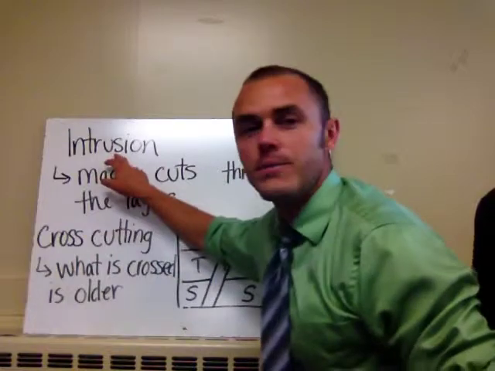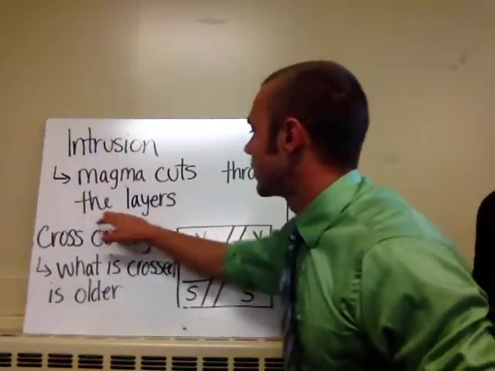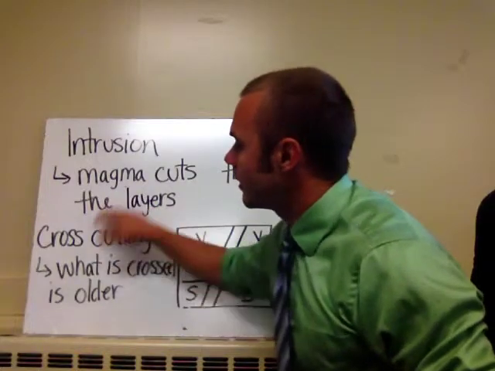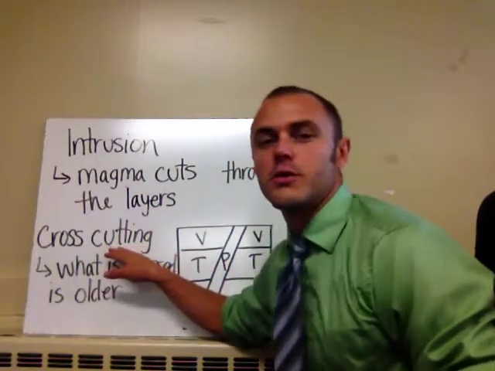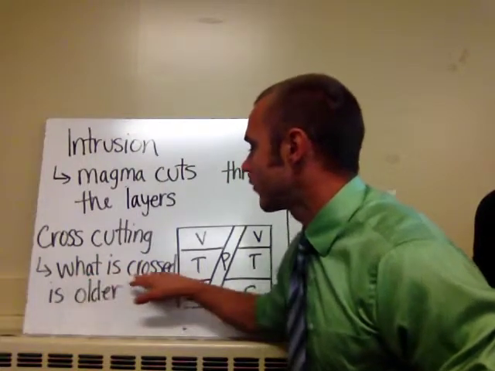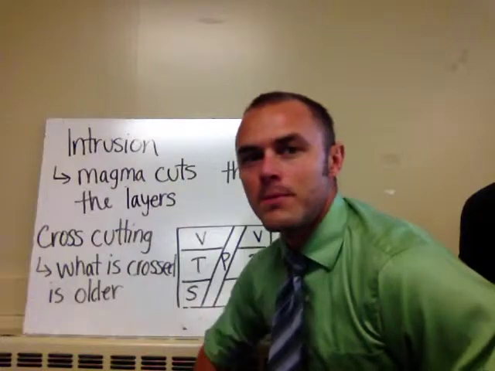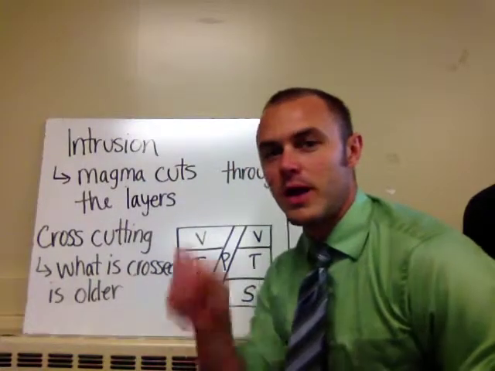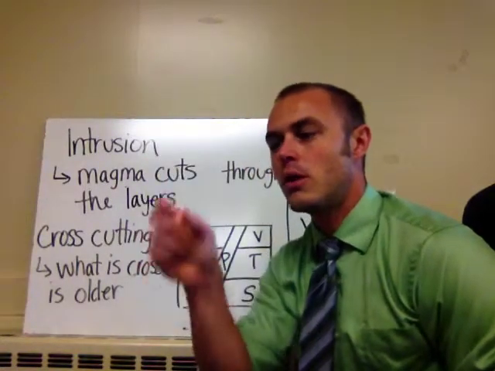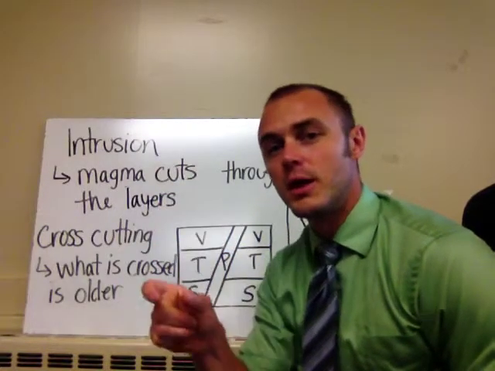Next, we have intrusions. An intrusion is where magma cuts through the layers. And this leads us to cross-cutting relations, or the law of cross-cutting relations. It says what is crossed is older. We looked at this a little bit in the stratigraphy worksheet where the homeowners had dug the well. You have to have rock layers there to begin with in order to dig through it.